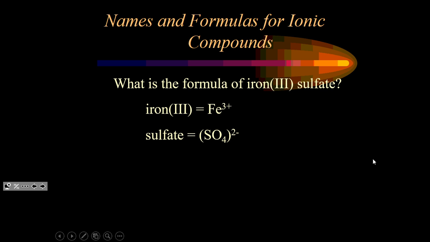Now we're going to do the same thing that we did with the sodium chloride. We're going to look at, we have to have at least one iron, and we have to have at least one sulfate. Now the problem is, last time we already were at 0.